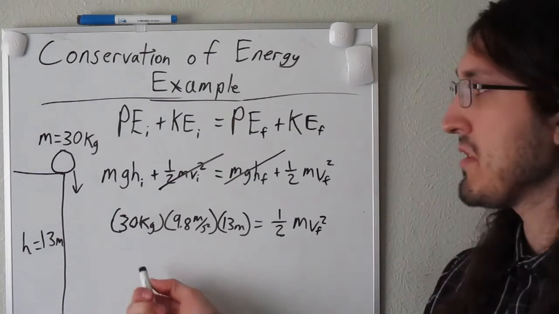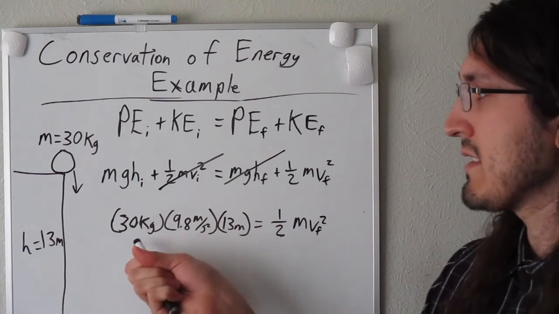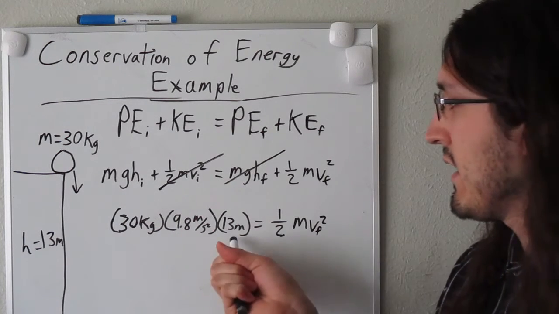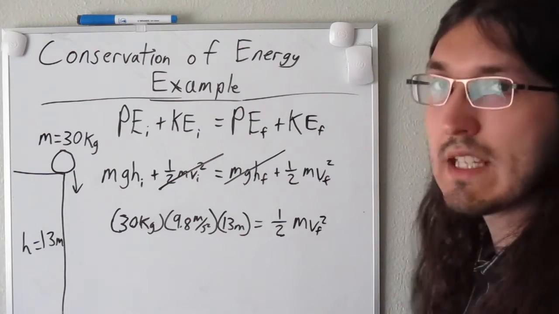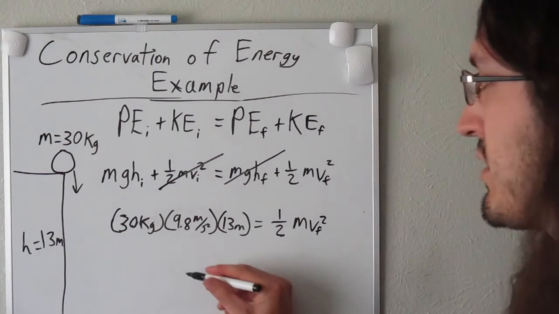Here I plugged in my numbers for my potential energy. The mass is 30, g is 9.8, h is 13. I'm going to plug this in my calculator to find what the potential energy was. I found that the potential energy was 3,822 joules.